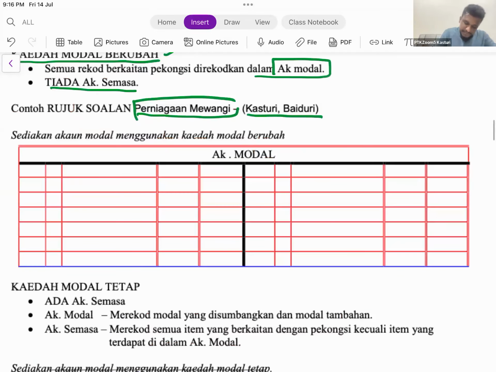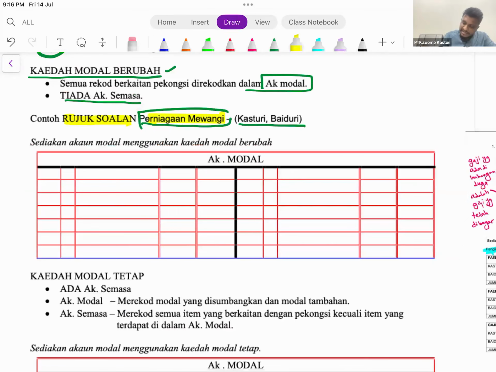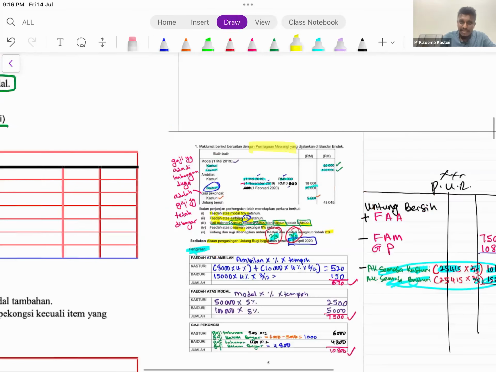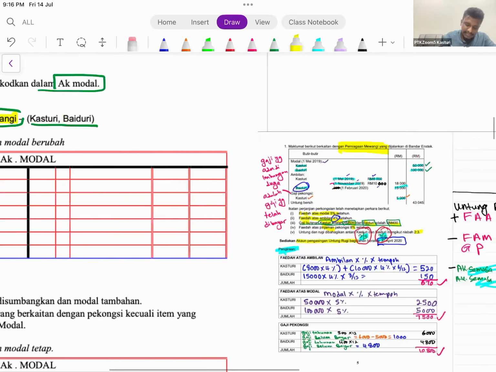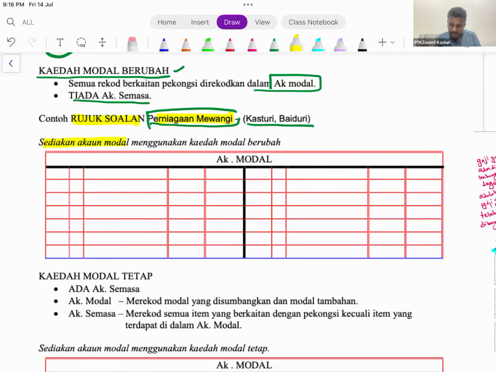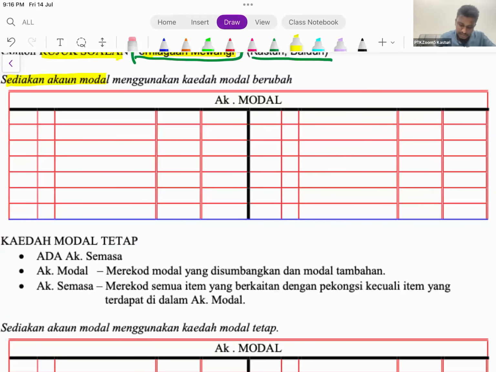Okay, the question say, rujuk soalan perniagaan mewangi. Inilah perniagaan mewangi, which is Kasturi dengan Baiduri itu. Rujuk soalan itu. Dan kita kena sediakan akaun modal. Okay, dekat sini ada berapa orang berkongsi? 2 orang berkongsi. Siapakah 2 orang berkongsi itu? Kasturi dan Baiduri.